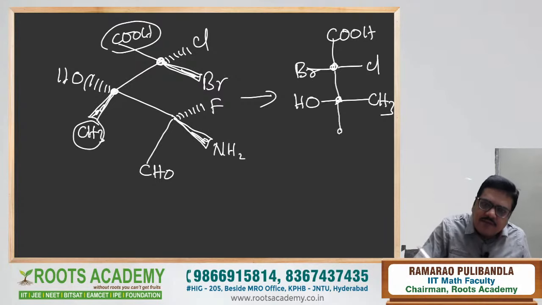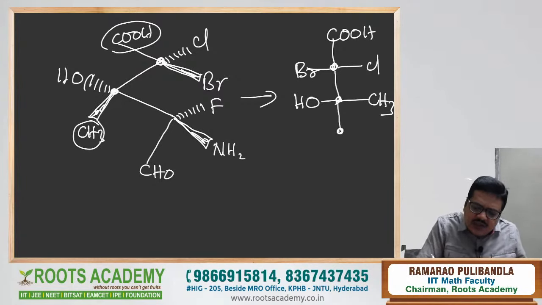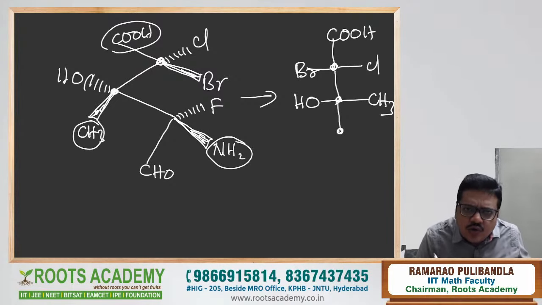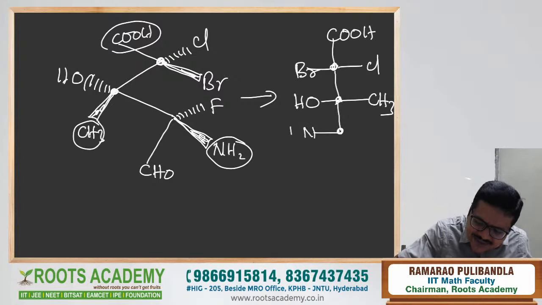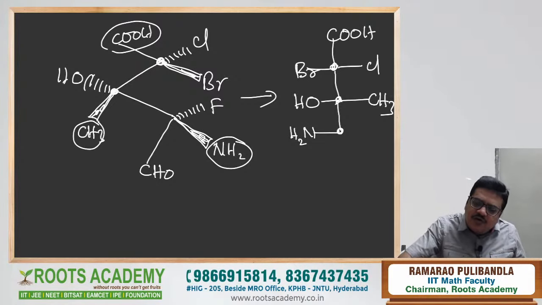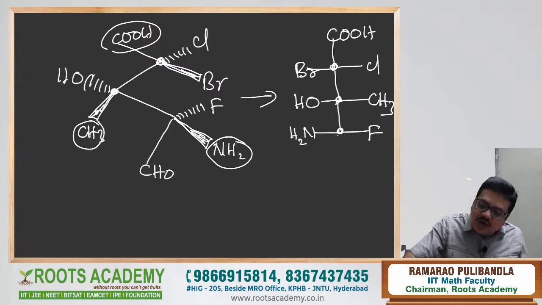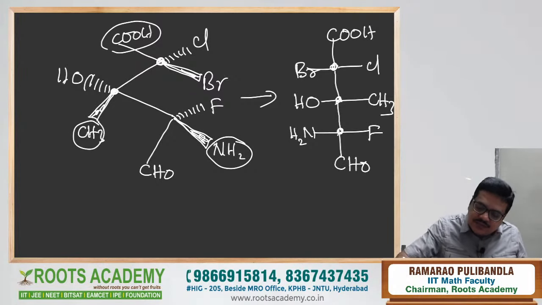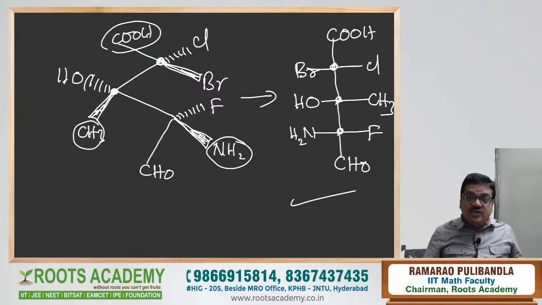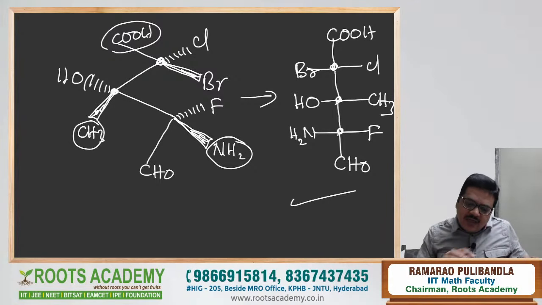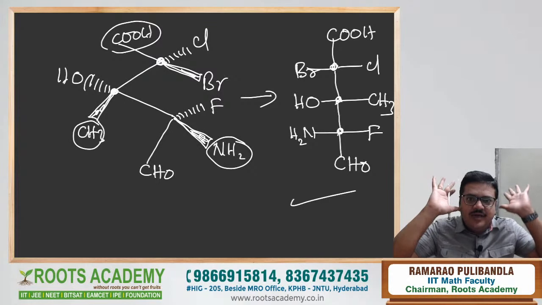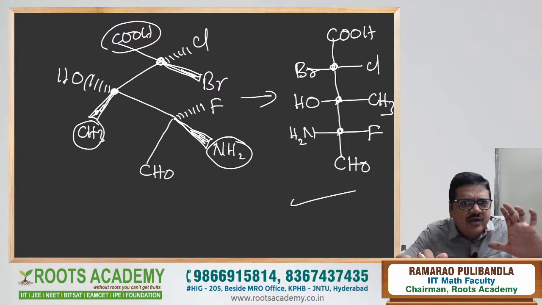Understood? Next, who is here? NH2. Who is observing you? NH2. Write NH2 this side. Who is away from you? Fluorine. Down you write CHO. That's it. Conversion of 3D into 2-dimensional. Okay? Whatever compound is given, you can easily write 3D into 2D.